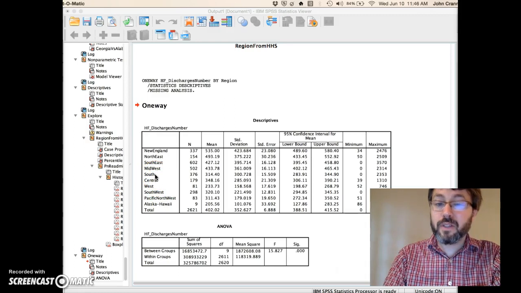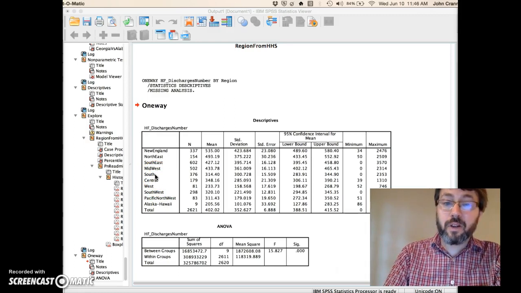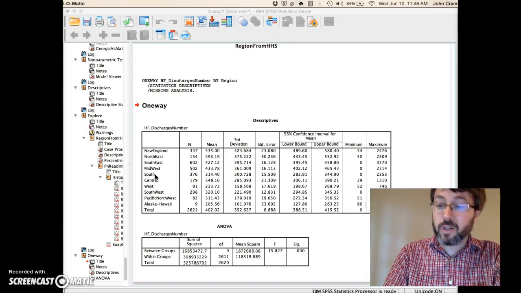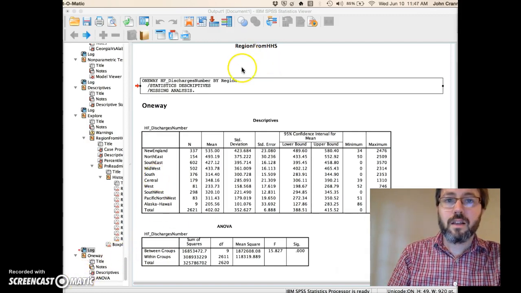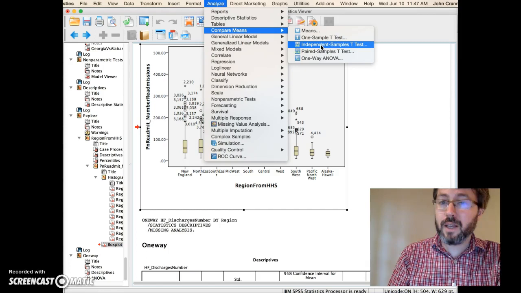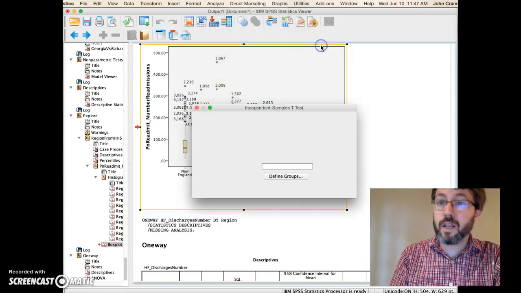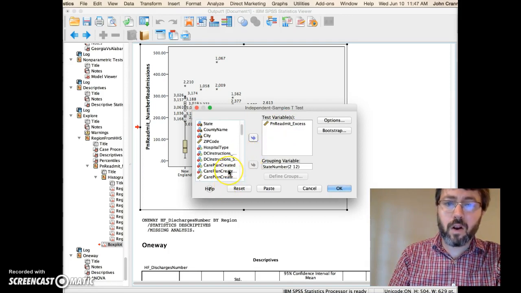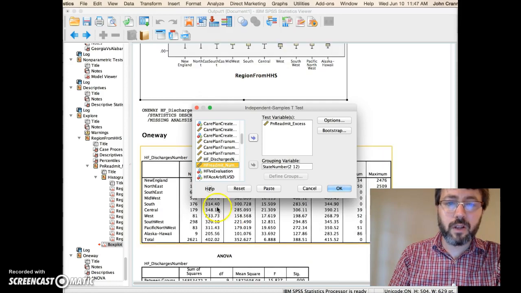And so we want to see if states in the South are different than states in New England in terms of the number of heart failure discharges. So let's test that formally. So we'll go to Analyze, Compare Means, and these are independent sample t-tests, so we're comparing the means of two regions that are independent of each other, and we're going to compare them based on our heart failure variable. So we'll scroll through and find our heart failure discharge number.